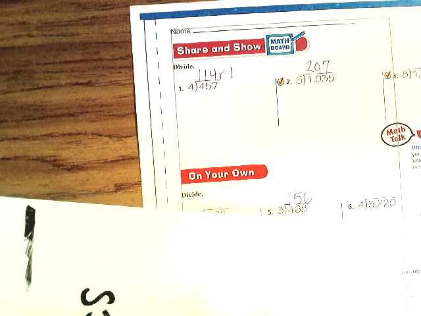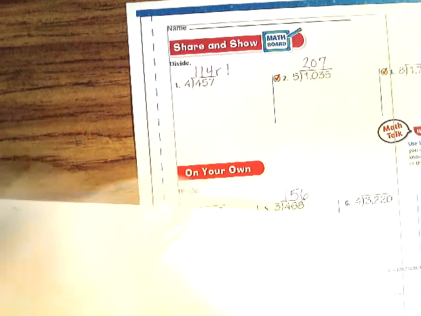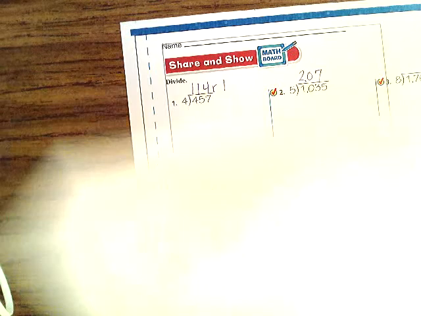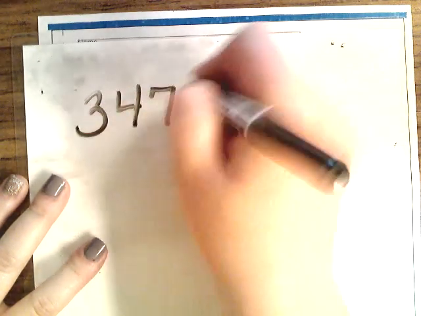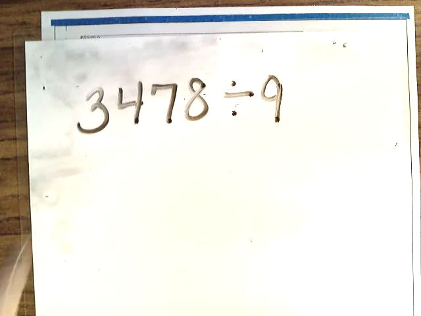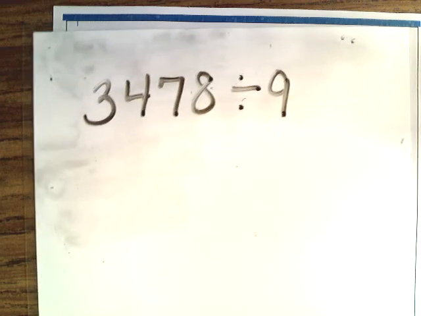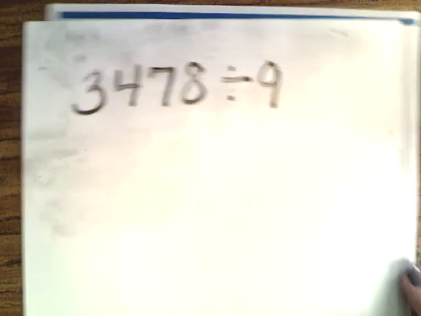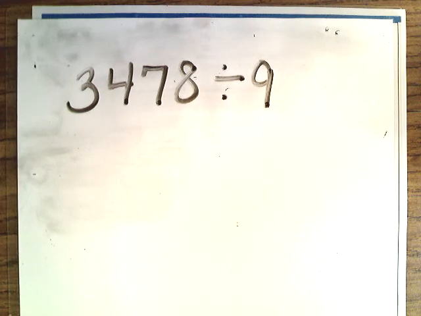All right, so we're going to look at number 12 really quick. First thing, I'm going to rewrite this problem, number 12, on the top of my page, okay? Number 12 says 3,478 divided by 9. Now I look at that and I go, oh no, that's not pretty.